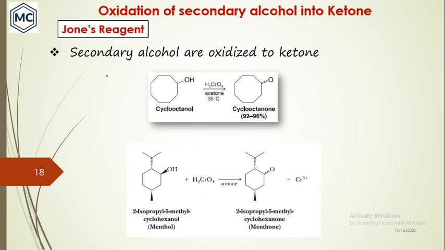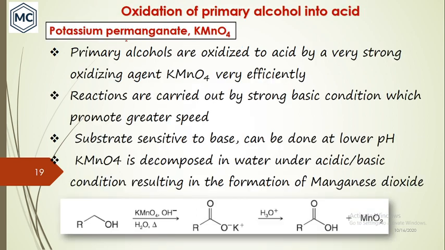And at the same time, secondary alcohol is oxidized to ketone. For example, cyclooctanol is converted into cyclooctanone by using John's reagent. And another example, menthol, that is 2-isopropyl 5-methyl cyclohexanol, is converted into menthone, the corresponding ketone. This is a secondary alcohol. It is converted into ketone by using John's reagent.